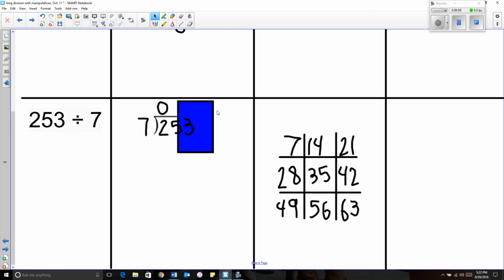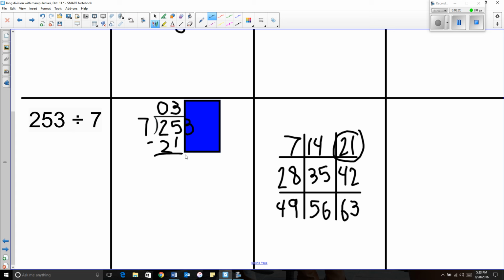And then I'm going to go ahead and move over to where now I'm looking at 25. Now if I look here, could I take away 7? Yes. Could I take away 14? Yes. Could I take away 21? Yes. Could I take away 28? No. The biggest thing I could do is the 21. I can make 3 groups of 7, and 3 times 7 is 21, and that would leave me with a total of 4. So I'm going to go ahead and get the 4.